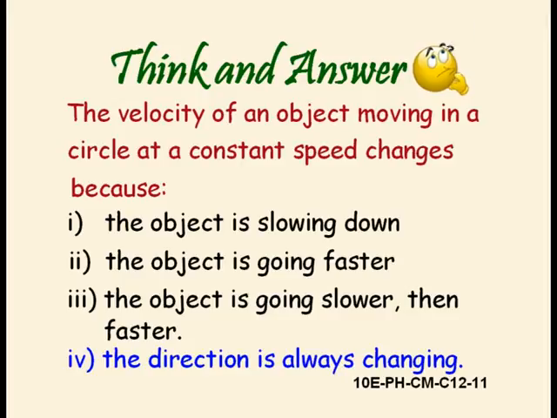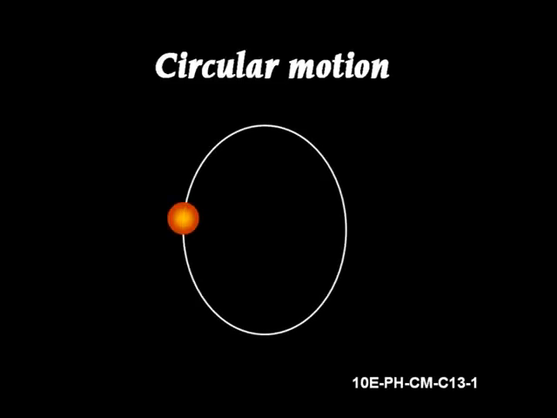Now let us understand uniform circular motion in detail. Circular motion. Consider a body moving in a circular path. There is continuous change in direction. There must be an acceleration which is perpendicular to the path that is directed towards the center. This is called centripetal acceleration or radial acceleration. The force causing this is called centripetal force.